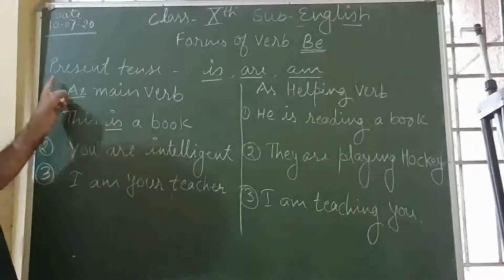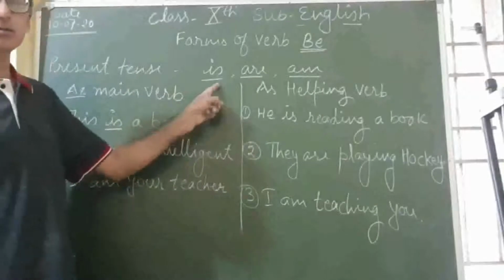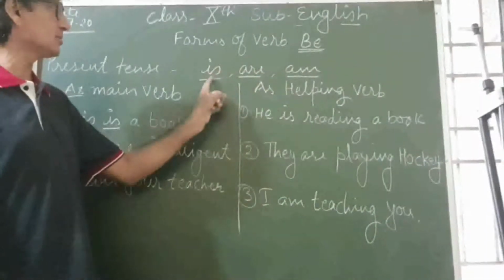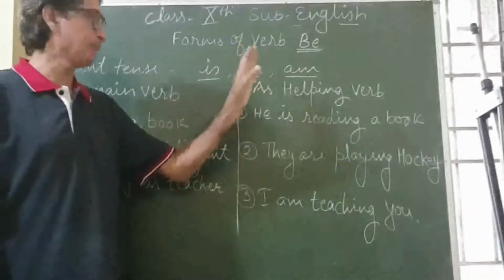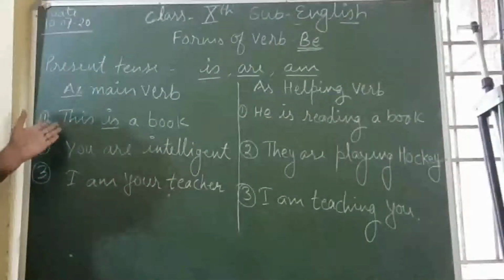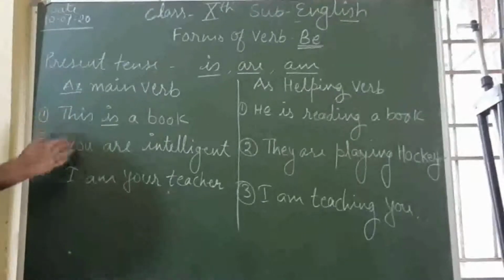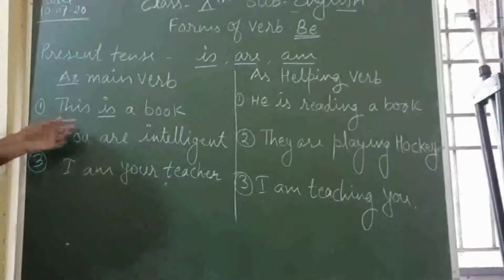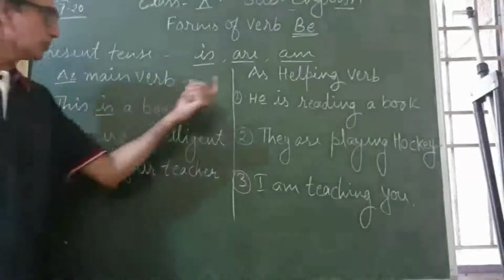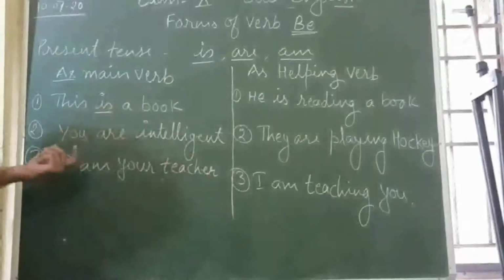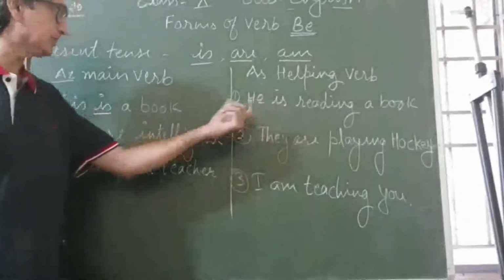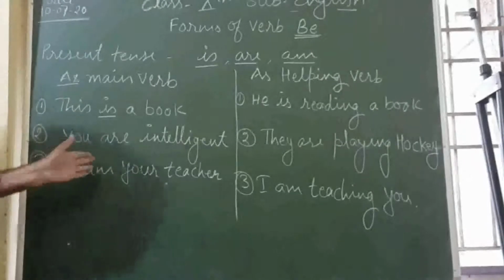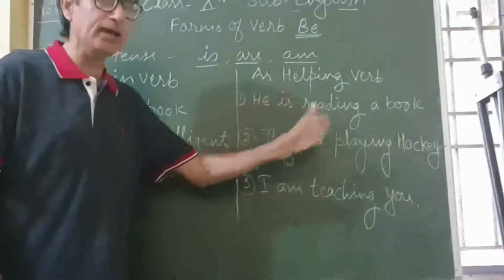For present tense, there are three forms of verb be: is, are, and am. Have a look at the sentences I've written on the writing board. We use these forms in two ways: one as main verb in the sentence, and second as helping verb.